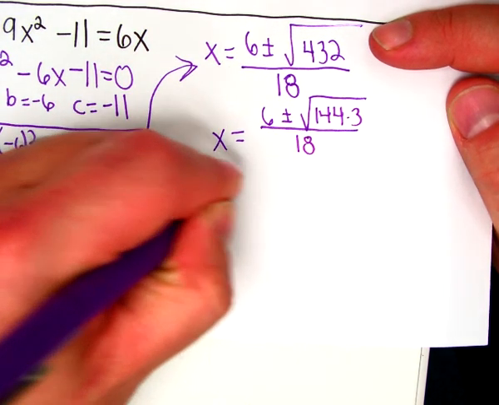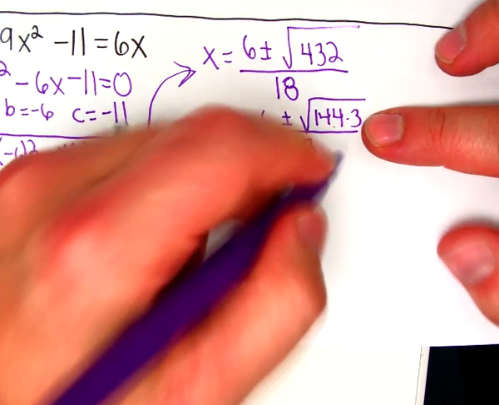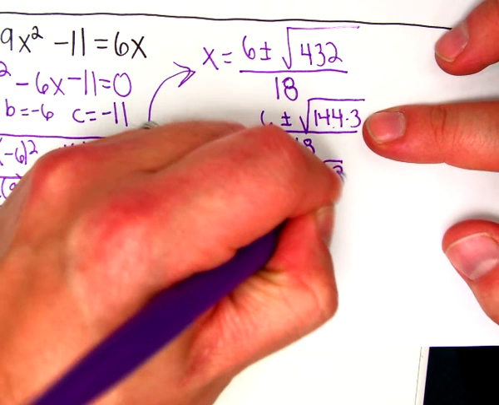That means that we're going to have x equals 6 plus or minus 12, because the square root of 144 is 12. 12 square root of 3 over 18.